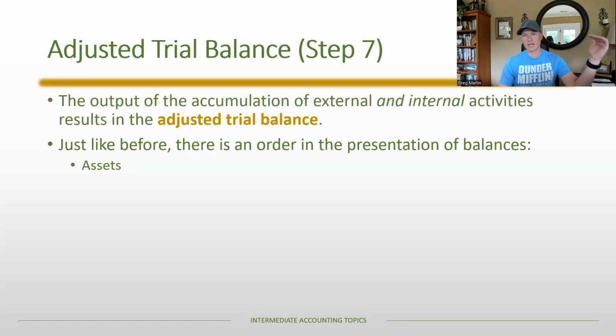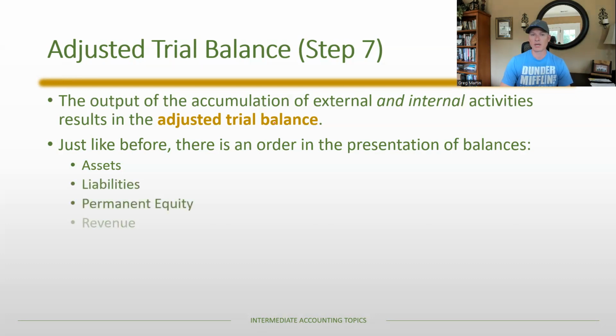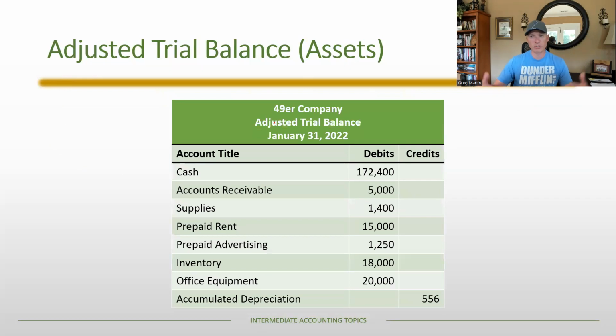So we're going to go in that same order as far as the numbering, hundreds, 200s, 300s, 400s. And so we start with our assets, liabilities, permanent equity accounts, then our revenue, then our expenses, and then dividends. And so that's the order that we'll present them in our adjusted trial balance. And so all we're doing is taking all that information from the T accounts, summing it up, and now we have our adjusted trial balance.